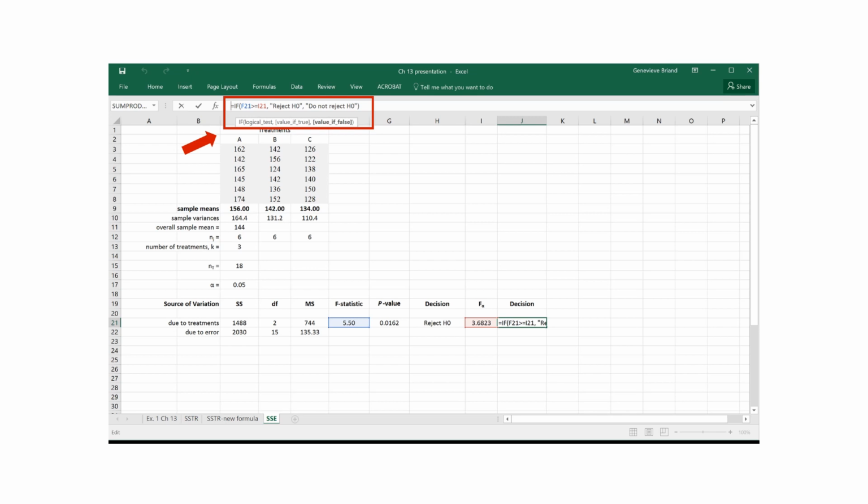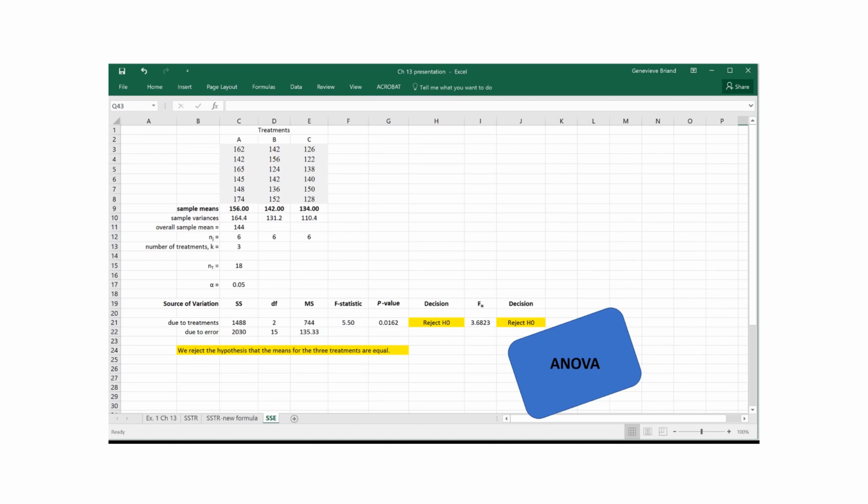our null hypothesis. So the result of our analysis of variance, or ANOVA, is that we reject the hypothesis that the means for the three treatments are equal. And we can reuse this Excel worksheet as a template for future analysis of variance.